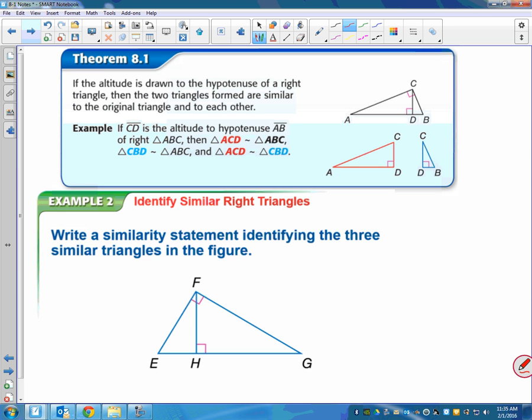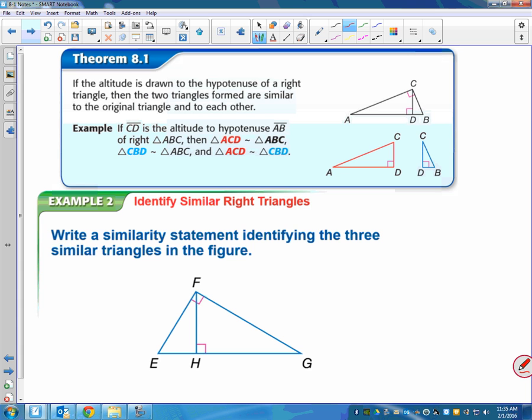If it's drawn to the hypotenuse, then it makes those two smaller triangles, triangle ACD and triangle CDB, and all three of the triangles, the big one, ACB, ACD, and CDB, are all similar, which means all the stuff we did last chapter with setting up proportions would also work to solve for missing sides in there, and it kind of leads us to these next theorems about how we can solve for missing sides if this is thrown in.